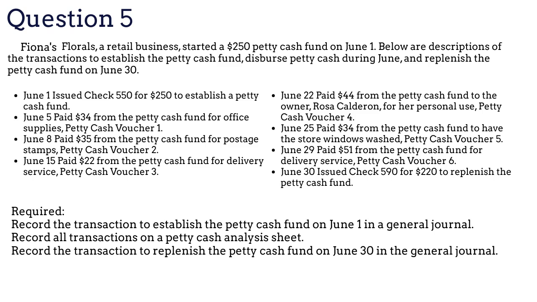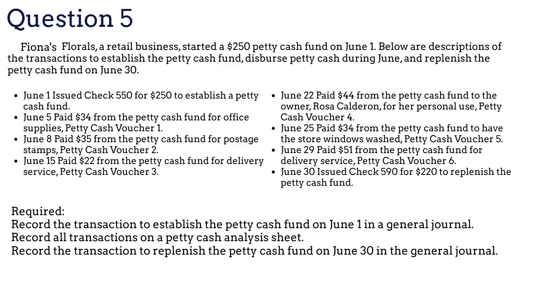For question number 5, we have Fiona's Florals, a retail business, which started a $250 petty cash fund on June 1st. There are 8 transactions related to the business establishing a petty cash fund on June 1st, issuing payments from the petty cash throughout the month of June, and then issuing a check to replenish the fund on June 30th. Your task is to record the transaction to establish the petty cash fund on June 1st in a general journal, as well as record all transactions on the petty cash analysis sheet. And then record the general journal to replenish the petty cash fund on June 30th.